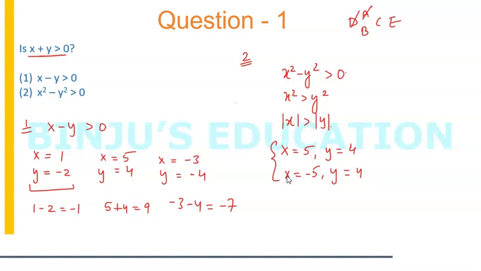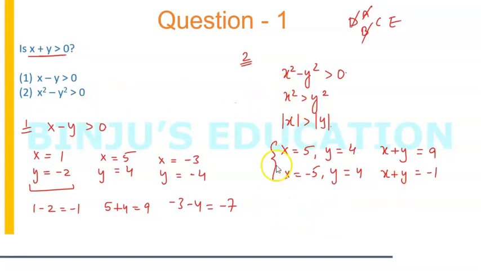In the first case, the value of x plus y is equal to 9. In the second case, the value of x plus y is equal to minus 1. So do we have a definite conclusion that x plus y is greater than 0? No. X plus y can be greater than 0, but it can be less than 0 also. So again, we don't have a definite conclusion, which means statement 2 alone also doesn't suffice. Now what if we combine both of them, because that's the only option left with us.